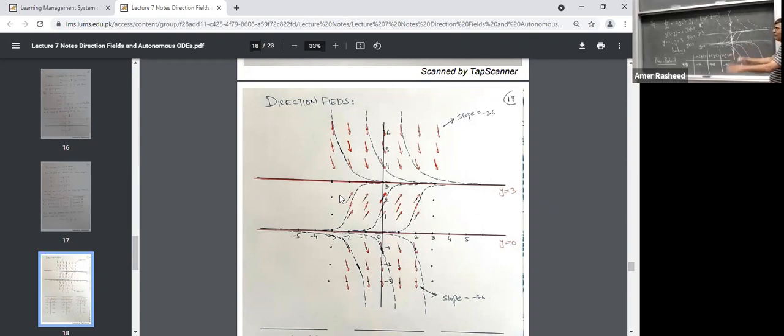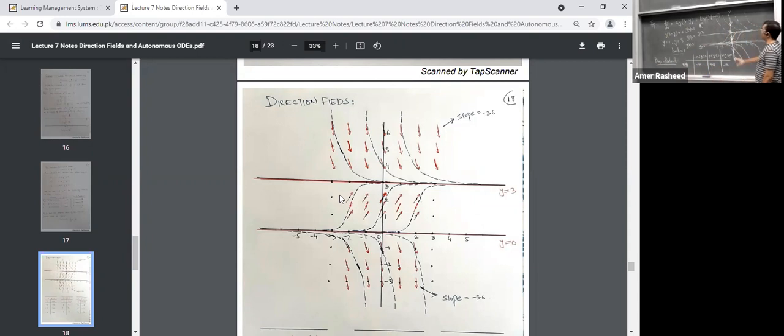The direction field is a method which gives us the solution graphically, okay? The general form of the solution graphically. If we are unable to solve a certain differential equation, then we can have an idea of the general form of the solution by plotting it. We can do it easily because the right-hand side function is a function of x, y. In case of an autonomous differential equation, it's a function of y only.